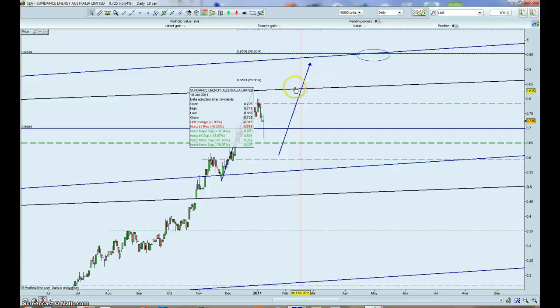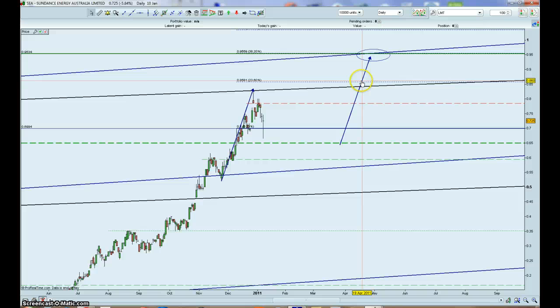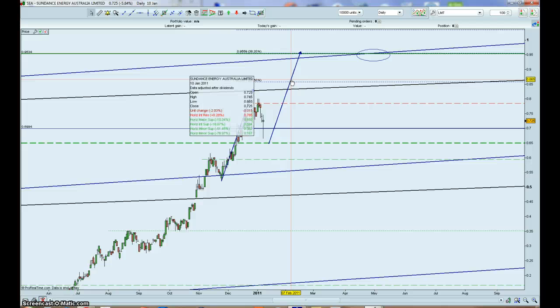I'm also looking at the fact that there's a fundamental reason for it to go there as well. But yeah, that's just interesting, isn't it? I'm really falling in love with these pitchforks, because that's just a little bit freaky at times. But really, it's not really. You get enough traders believing the same thing, and you can set some sort of reliable short-term profit targets.